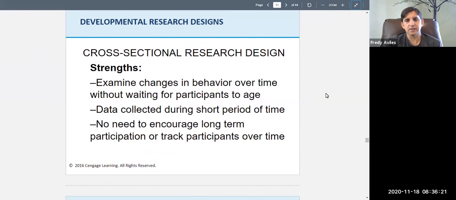First, we're going to talk about the strengths. Strengths of a cross-sectional research design. You can examine changes in behavior over time.